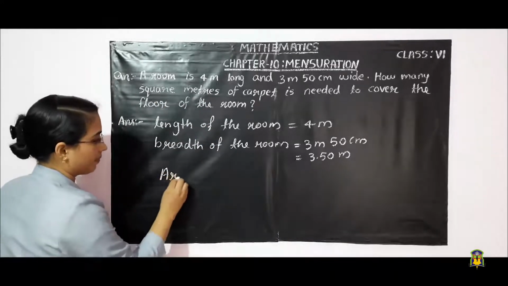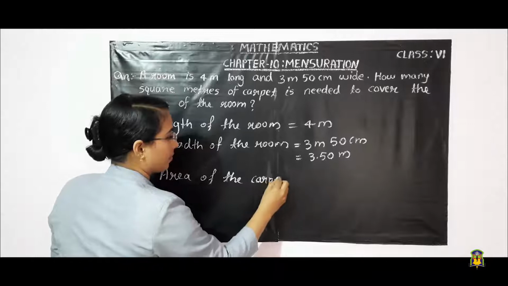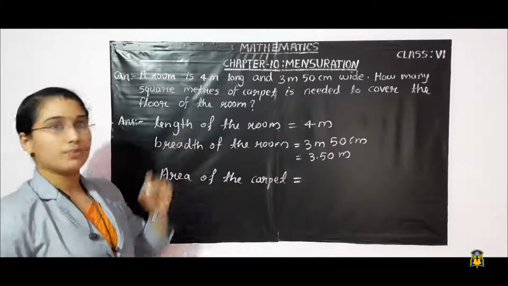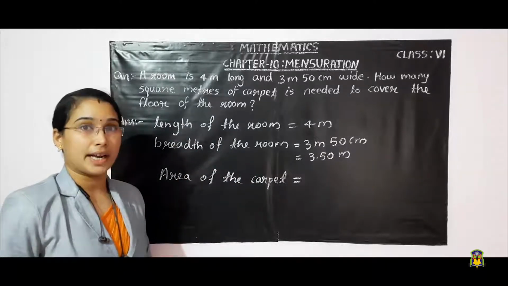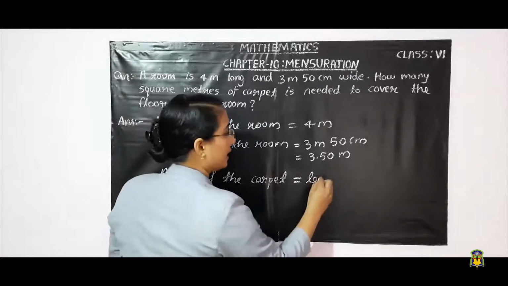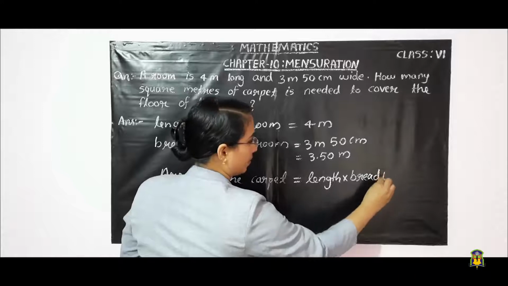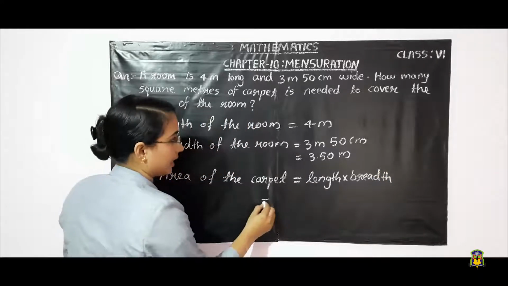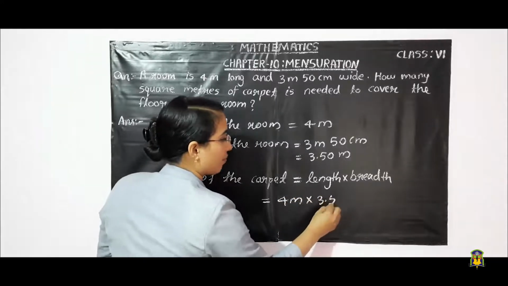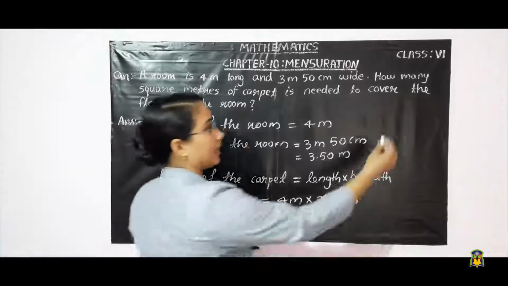Then next we can find out the area of the carpet. Area of the carpet is equal to area of the room, that means area of the floor. Then we can use the formula for finding area of a rectangle. What is the formula? Length into breadth. So we can write here length into breadth. Then put the values: 4 meter into 3.50 meter. Then we can multiply and find out the answer. Here you can do the calculation.